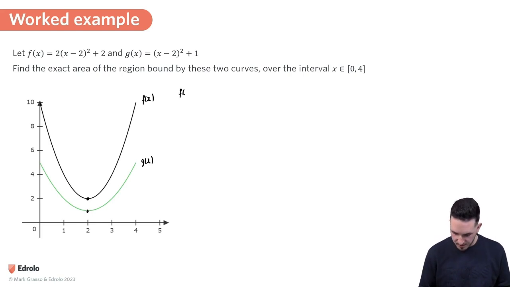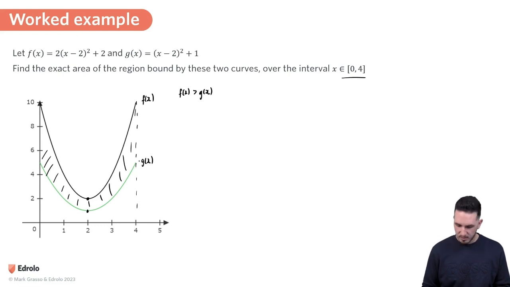We'll notice that f of x is greater than g of x in this instance, and we now want to find the exact area of the region over the interval 0 to 4. We want to find this shaded region here. We don't necessarily need to find the y values of the endpoints. All we need is the x.